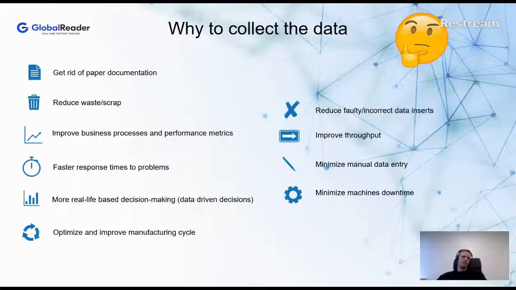Improve business processes and performance metrics. Analyze the collected data and use the data for business decisions. Basically, this will all result in calculating the real cost of your products and might be the reason why sometimes you lose some tenders.